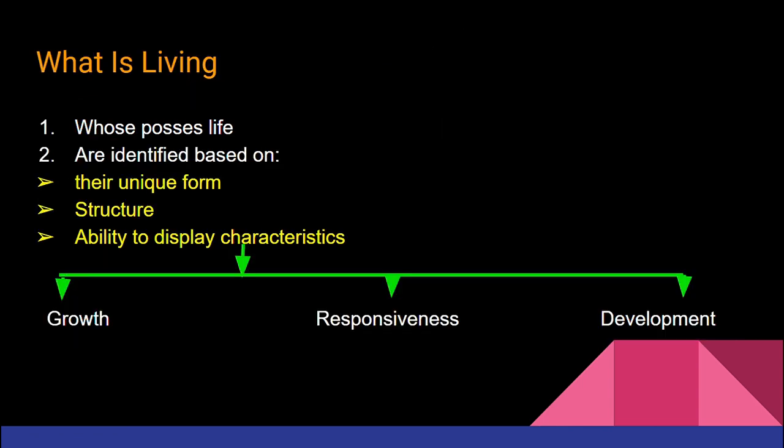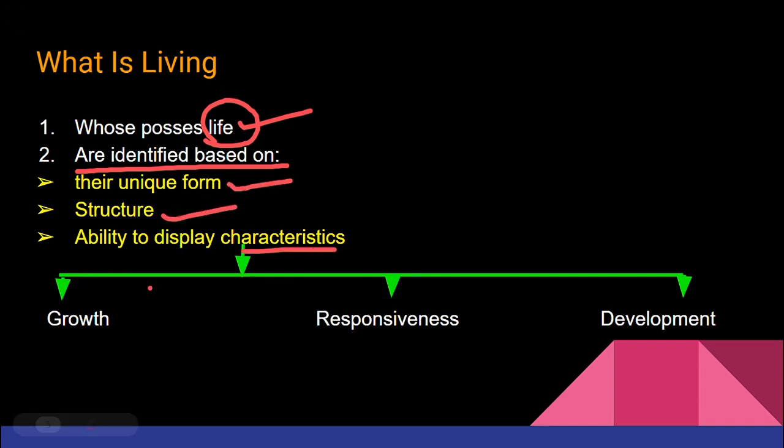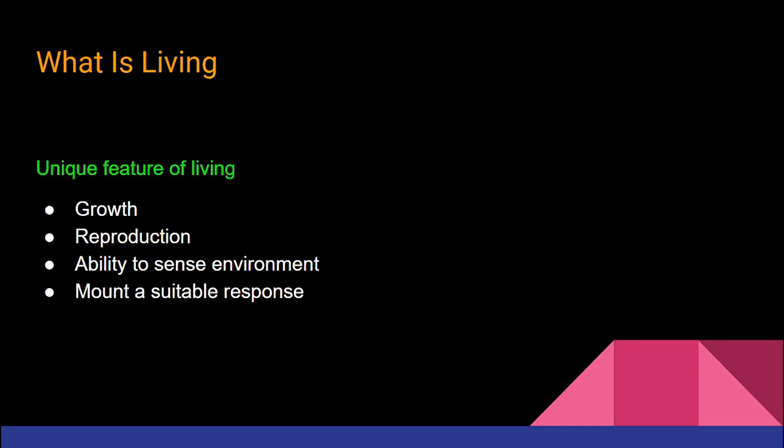Right? Now, what is living? Living is something which is going to possess life. This is what we discussed. Life is the exclusive property of living organisms. Any of the living organisms are identified based on their unique features, their structure, and the characteristics of growth, responsiveness. That means they show a response towards stimuli, and development. So just now we saw the unique features of living. What were those? Growth, reproduction, ability to sense the environment, that is response to the stimuli, and mount a suitable response.